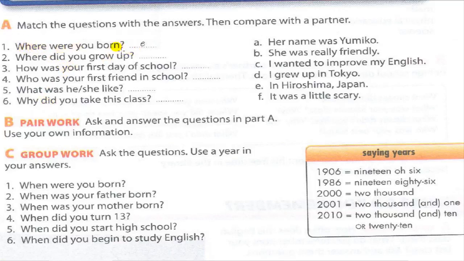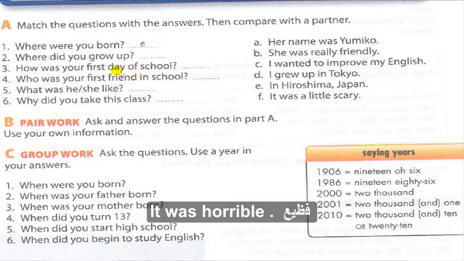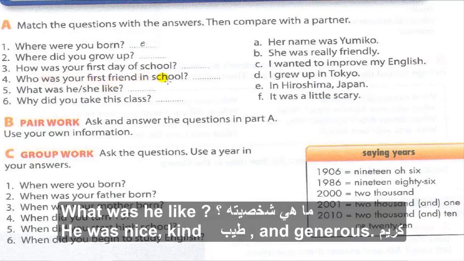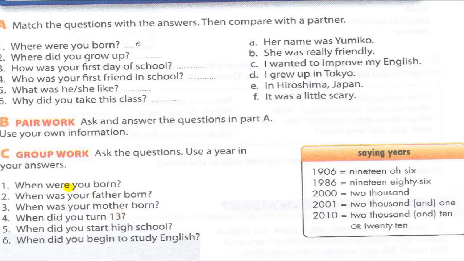Where were you born? I was born in Egypt, Cairo. Where did you grow up? I grew up in Giza. How was your first day of school? It was horrible. I didn't like to go to school. Who was your first friend in school? Ihab was my first friend in school. What was he like? He was nice, kind, and generous. Why did you take this class? I took this class because I like to learn English. See?